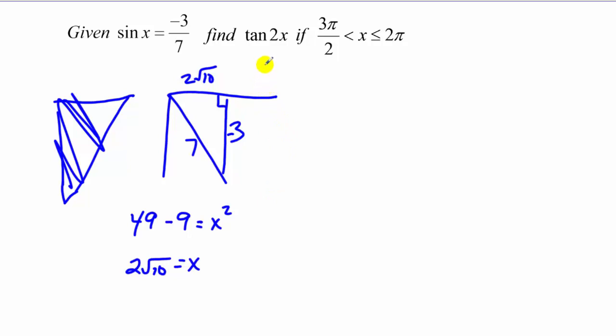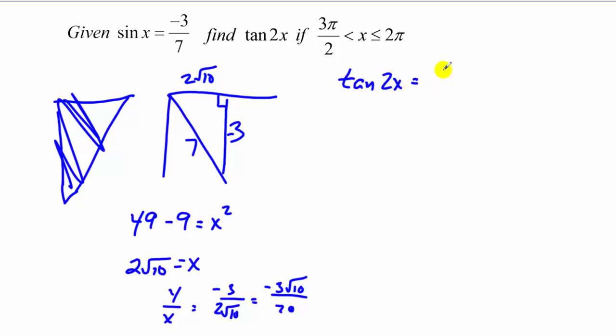I have a tangent formula that I have to deal with. So tangent is equal to y over x, which in this case is negative 3 over 2 root 10, or negative 3 root 10 over 20 after I rationalize. And I have the tangent of 2x equals 2 tan x over 1 minus tan squared.